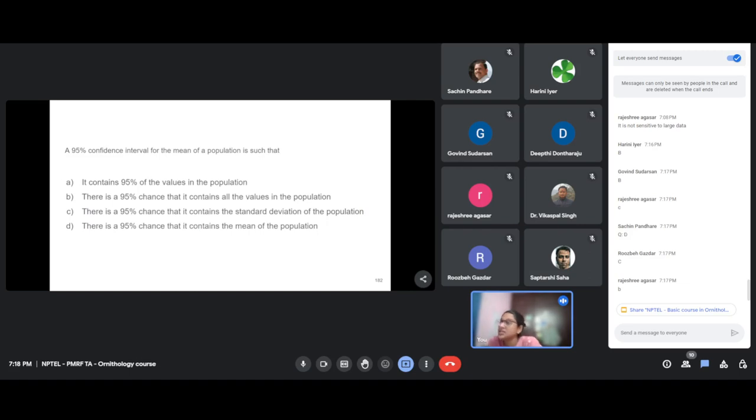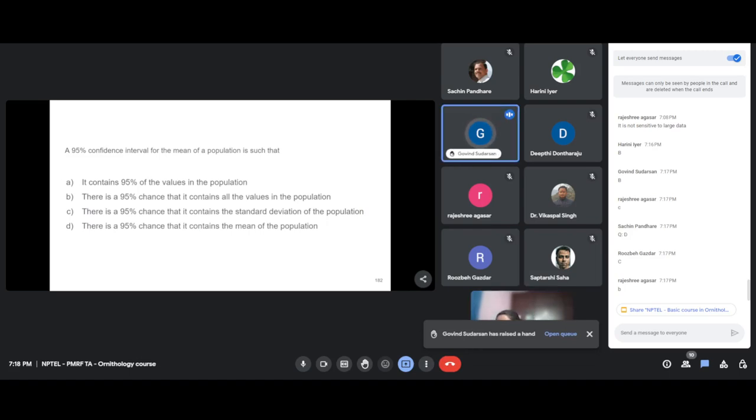Okay, so the answer is actually in the question itself. It's actually D. There's a 95% chance that it contains the mean of the population, not actually the values, it's the mean. So the answer is actually D. So there is a 5% chance that, yeah, Govind?